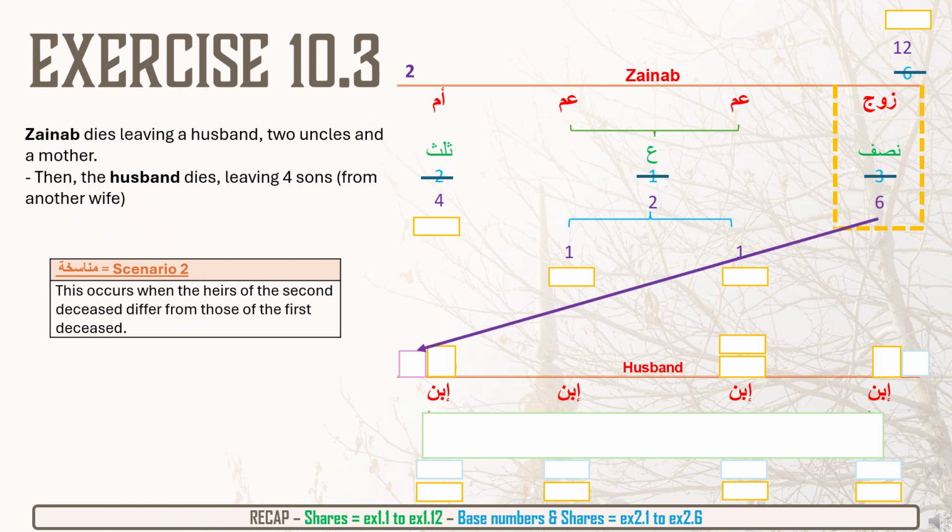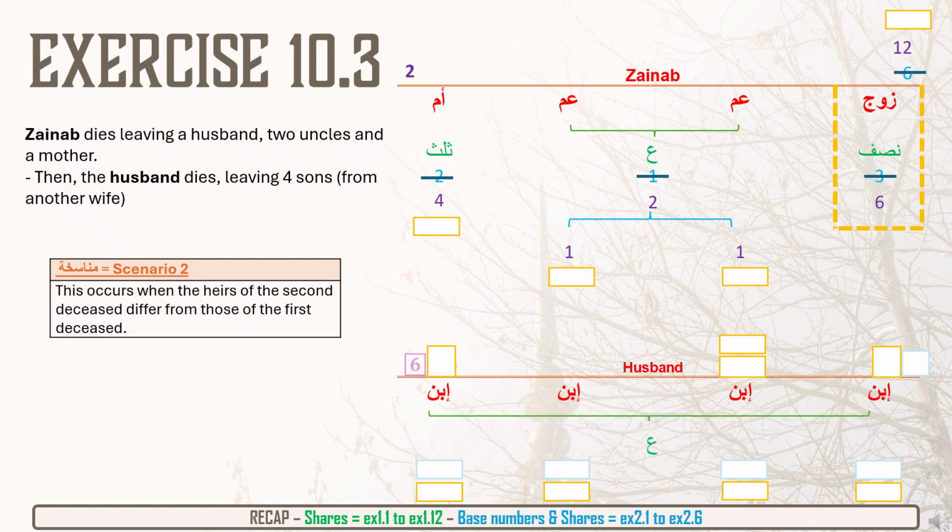for the husband's shares kept aside above the line on the left hand side. So as you can see, the arrow shows it. We write that 6 over there, we put it in a box, and that will be the shares kept aside. We can ignore that for now and work out the husband's inheritance. So the husband's got 4 sons. It will be asaba between them. The base number will be 4, and they will get 1 each.